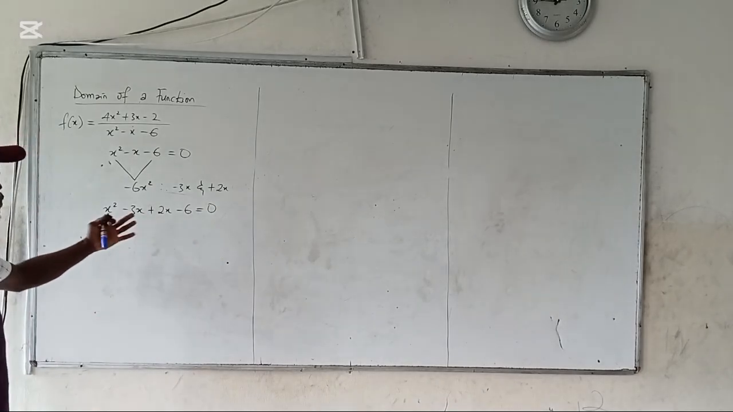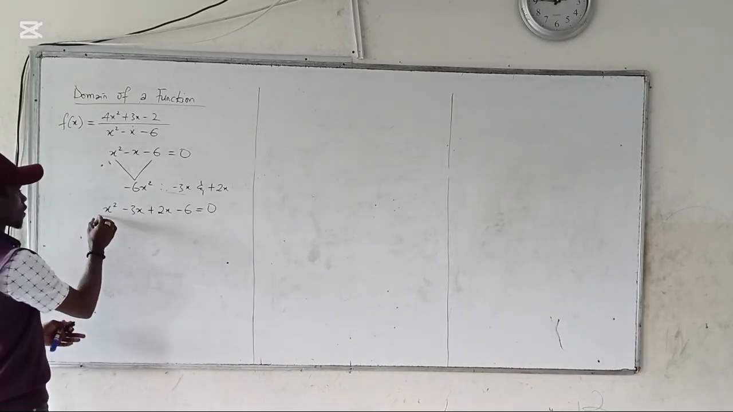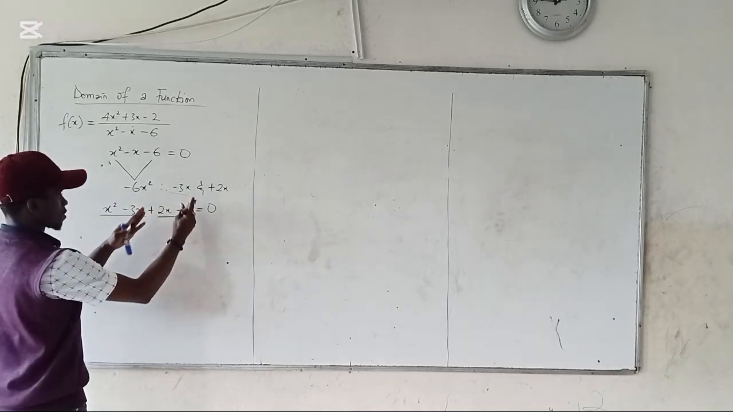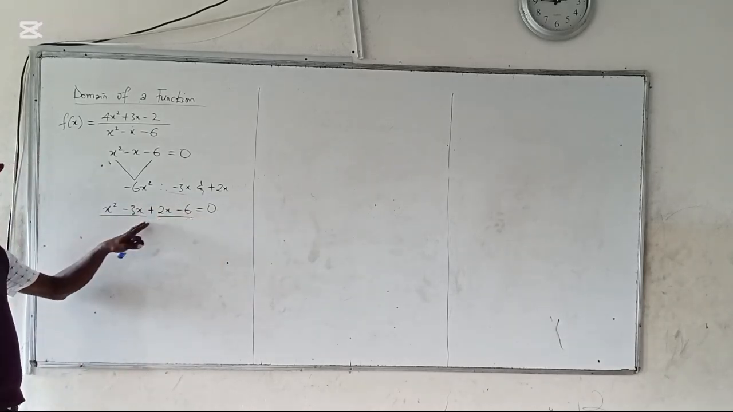Now from here, what do we do next? You are going to factorize them in pairs. So factorize the first two terms and factorize the last two terms. You're going to factorize them in pairs.